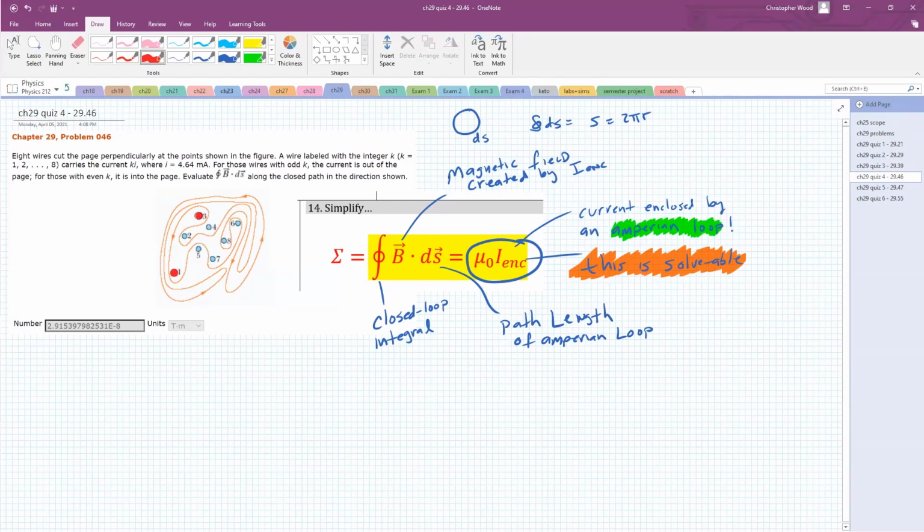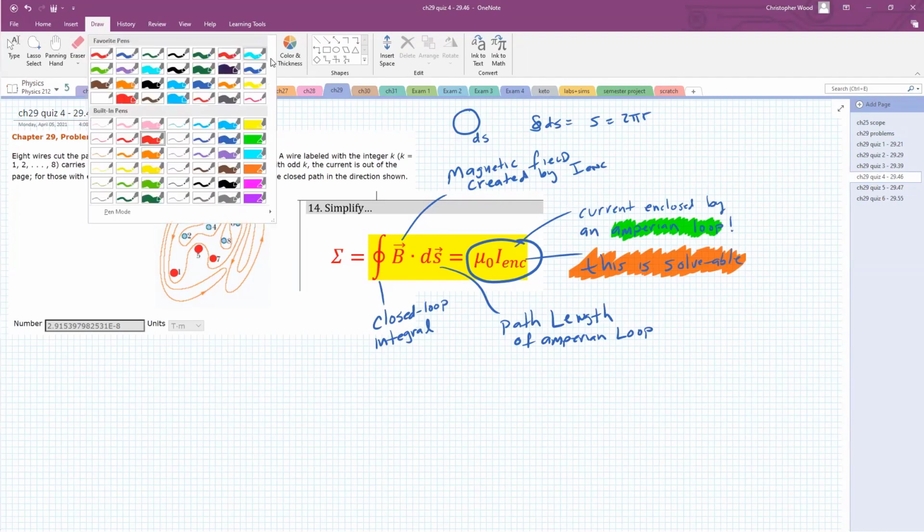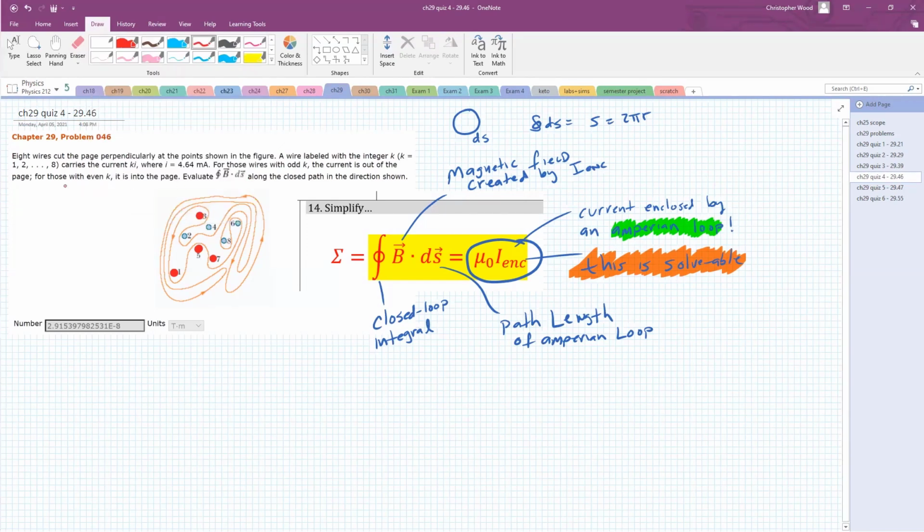1, 3, 5, 7. Is that it? I guess so. 1, 3, 5, 7 are odd. So the current's coming out of the page. So those get dots. Going into the page are the evens. For those with the even K, it's into the page. So 2 gets an X. 4 gets an X. 2, 4, 6, 8. Okay. So those are our current directions.